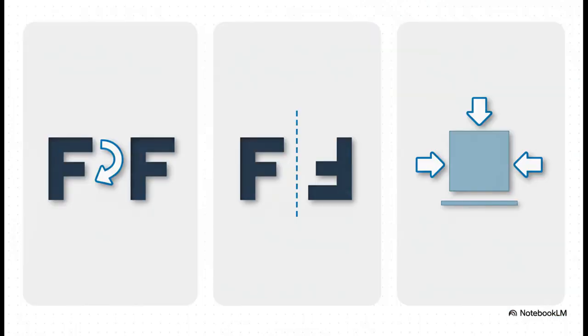But wait, there's more. The sign of the determinant tells you how it transforms space. A positive determinant means it keeps the orientation. Think of it like a rotation. But a negative determinant, that means it reverses the orientation, flipping space inside out like a mirror image. And if the determinant is 0, well, space gets totally collapsed into a lower dimension, and you'll lose everything.